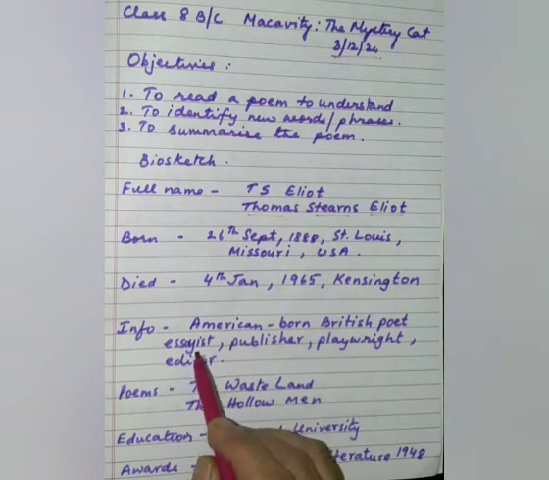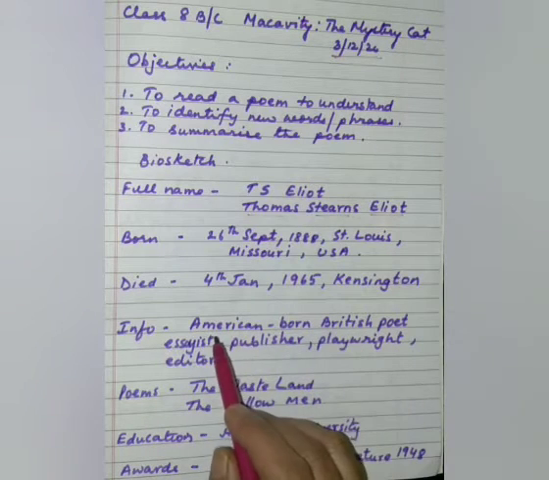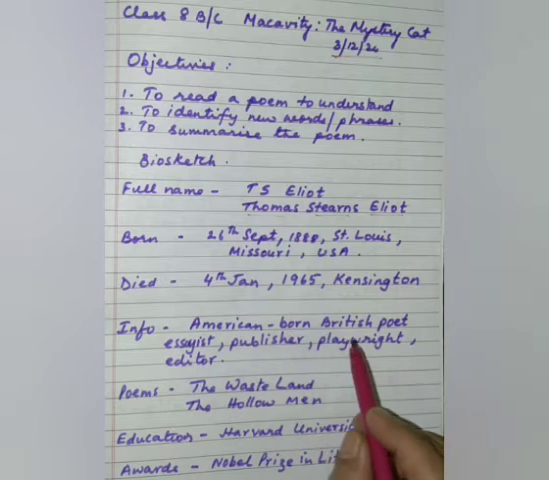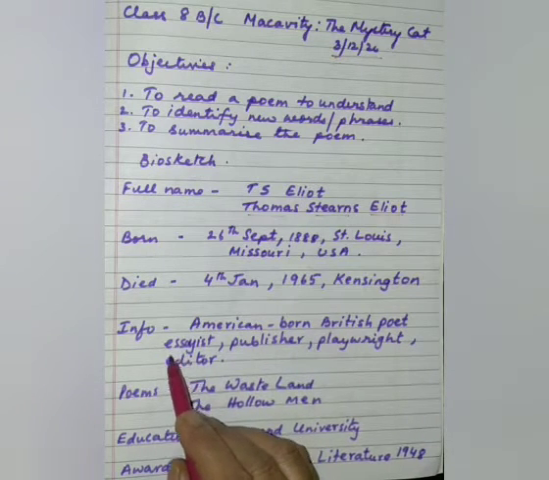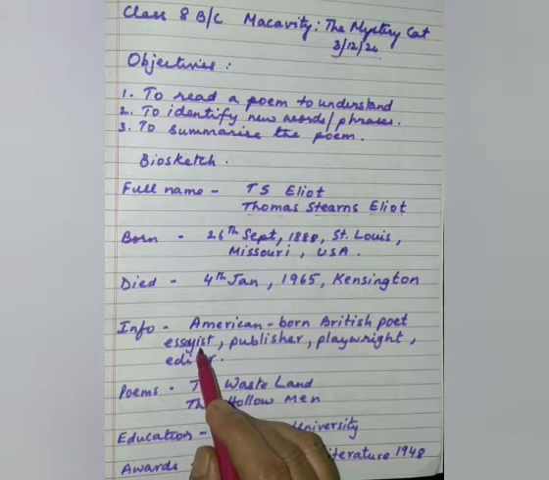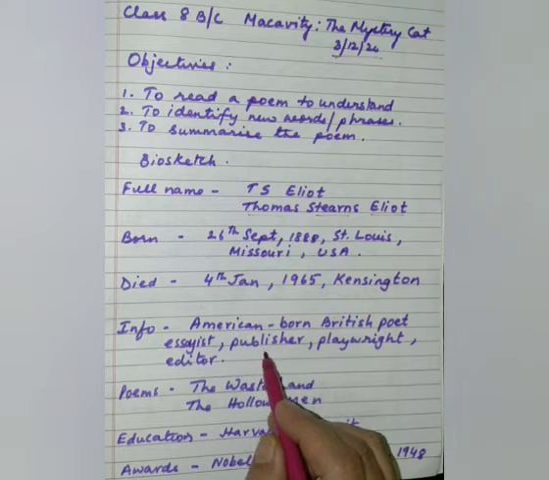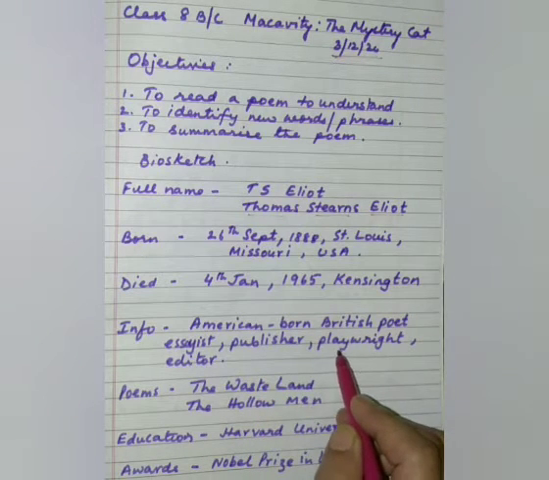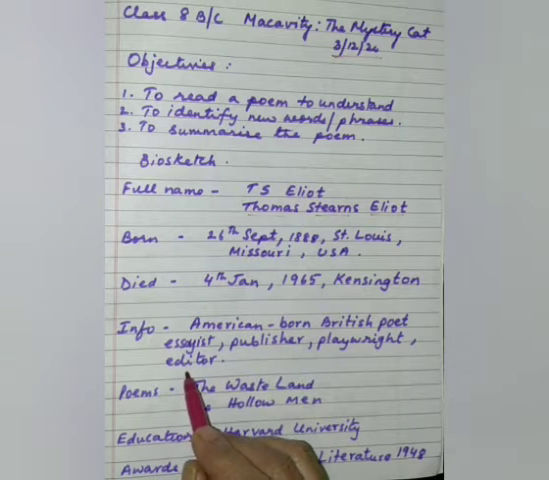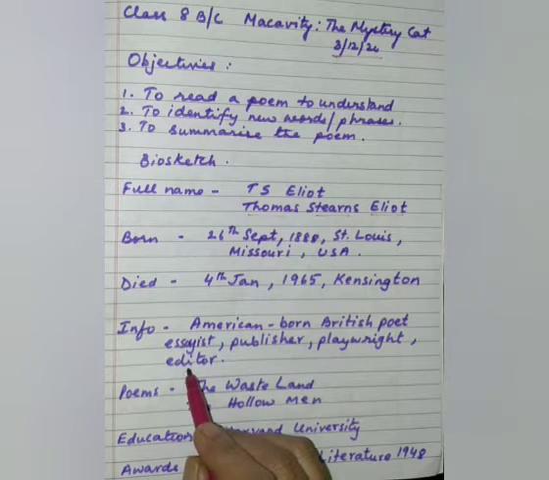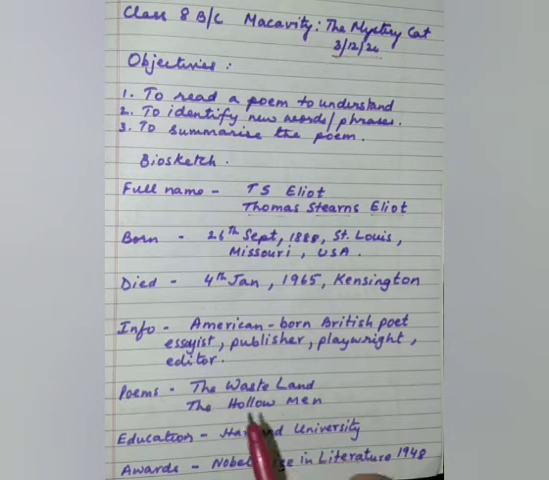And some more extra information about him. He was American born, British poet. He was not American, he was British, but born in America. Essayist, A-S-S-A-Y-S-A-I-S-T, essayist. That means he used to write essays. Publisher, he also used to publish books. Playwright means he used to write stories for movies and all that. And editor, he used to edit what he wrote and what other people wrote, make corrections. That is the meaning of editor.